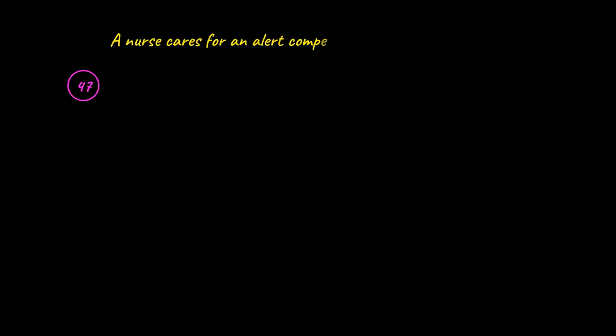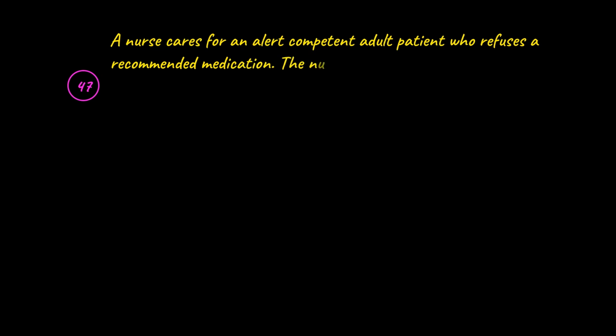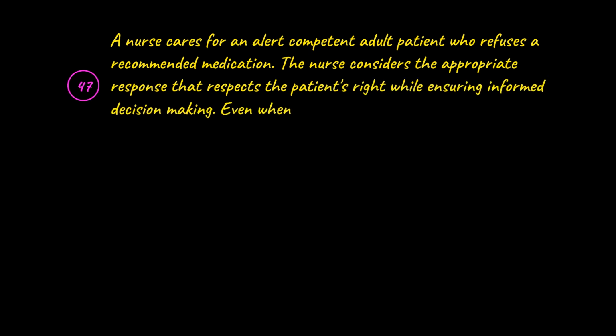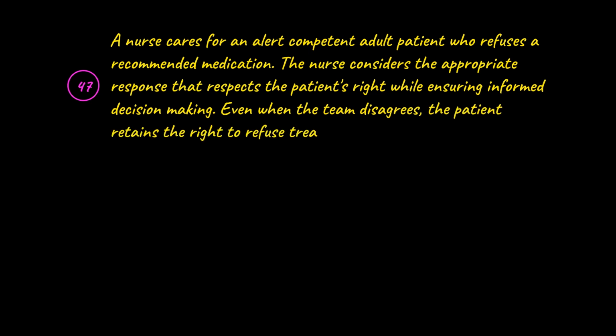Question 47. A nurse cares for an alert, competent adult patient who refuses a recommended medication. The nurse considers the appropriate response that respects the patient's right, while ensuring informed decision-making. Even when the team disagrees, the patient retains the right to refuse treatment within scope.